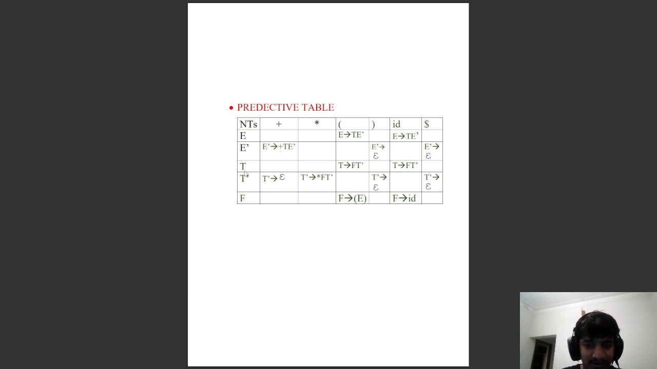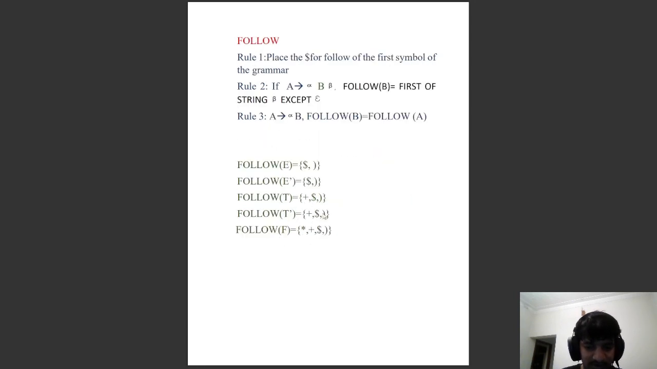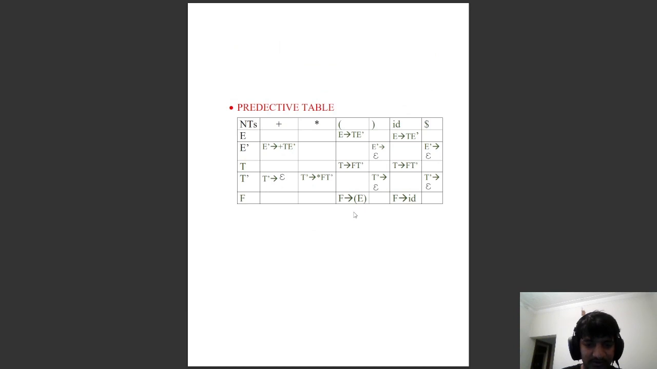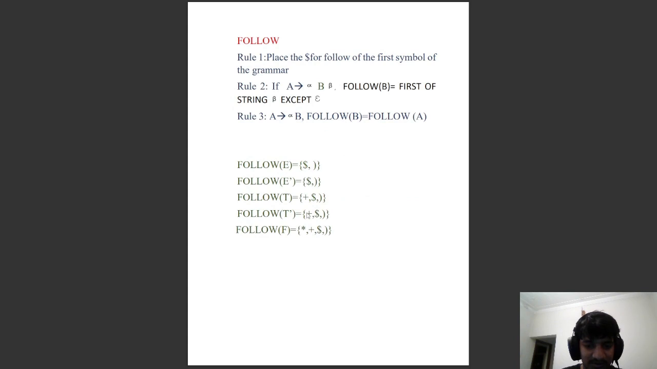Next we have T dash. So we take first of T dash, that is star and epsilon. So we have epsilon, so we also have to consider follow. Follow of T dash is plus dollar sign and closing bracket. So we fill the grammar in plus, star, closing bracket, and dollar. We get star because of the first and the rest because of follow.